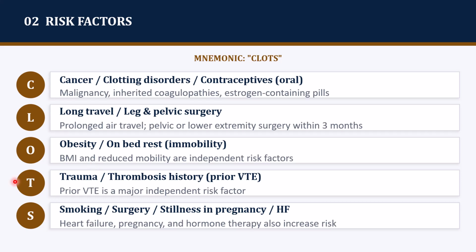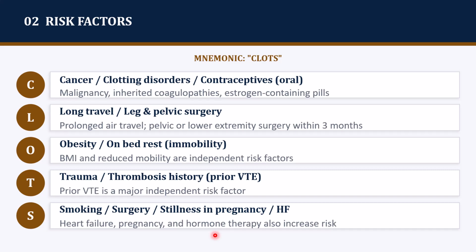T for trauma and prior thrombosis history. If a patient has had a DVT or PE before, they are at significantly higher risk for another one. This is one of the biggest risk factors in the assessment. And S covers smoking, surgery, stillness in pregnancy, and heart failure. Pregnancy is a high risk state: increased clotting factors, pressure on veins, and reduced mobility. Heart failure causes venous stasis as well. Hormone replacement therapy also falls in this category. On the NCLEX, a question about a post-op patient who is immobile, obese, or on oral contraceptives should immediately make you think DVT and PE risk.